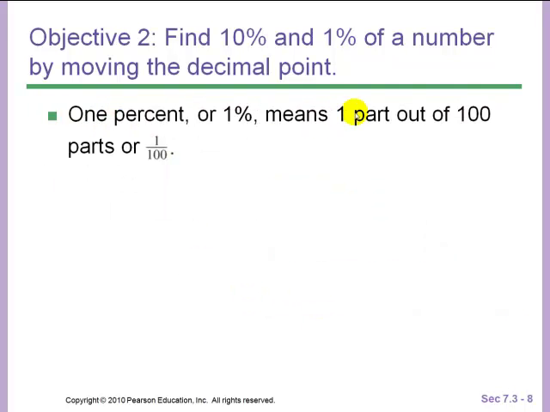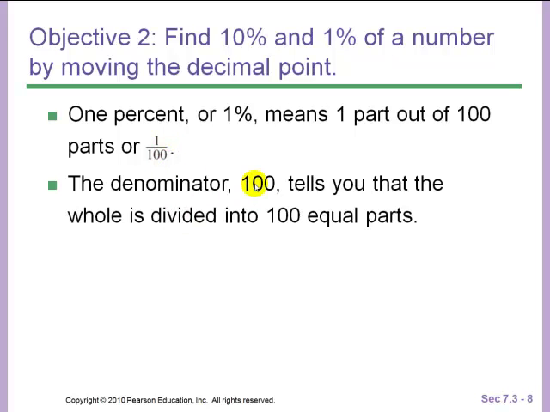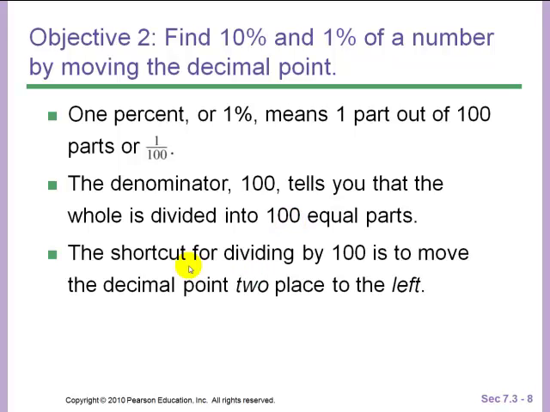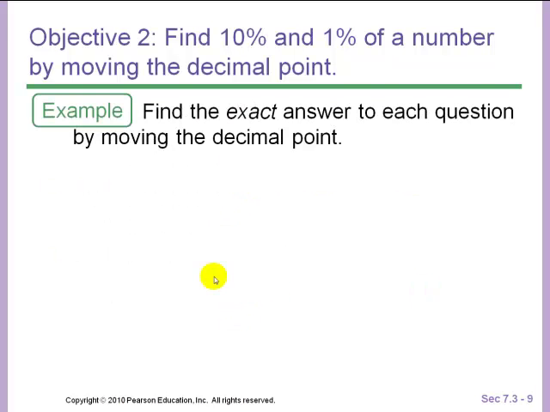1% means 1 part out of 100, or 1 over 100. The denominator 100 tells you that the whole is divided into 100 equal parts. So we're going to divide by 100. The shortcut for dividing by 100 is to move the decimal point 2 places to the left. So to find 1% of a number, simply move the decimal place 2 places to the left.